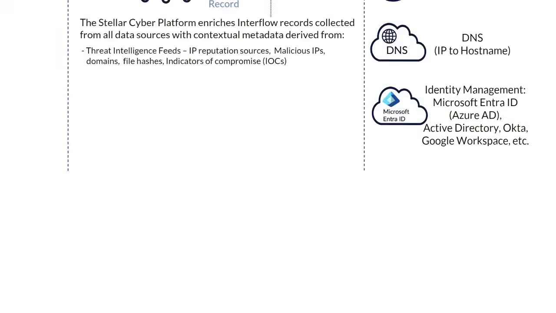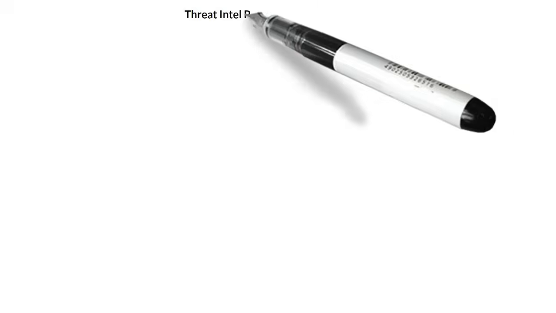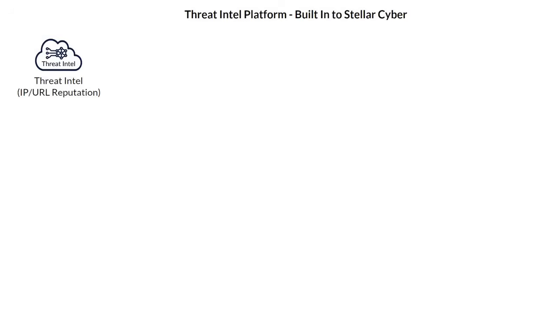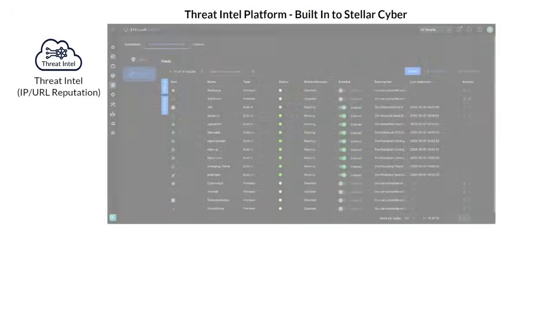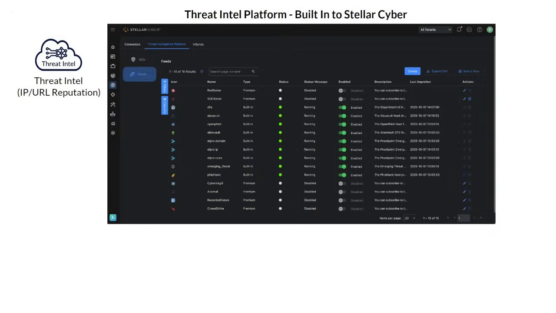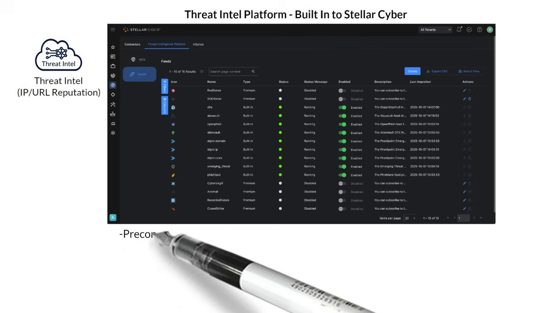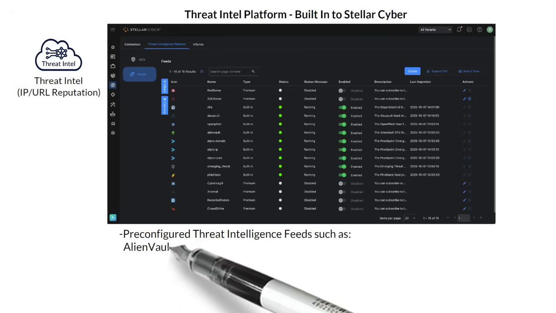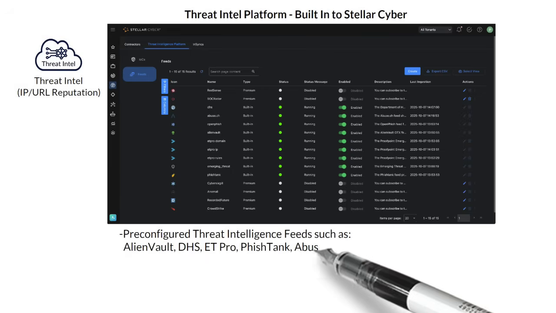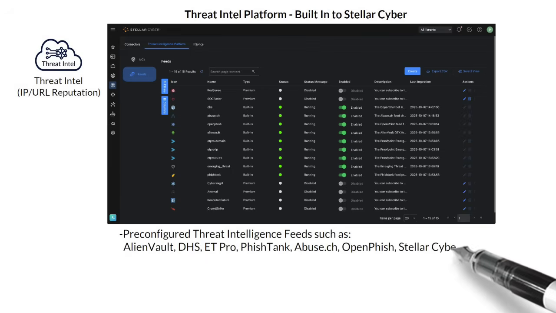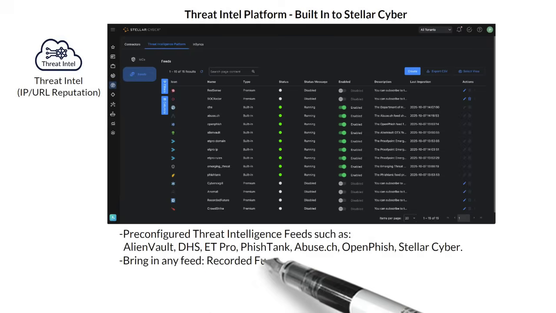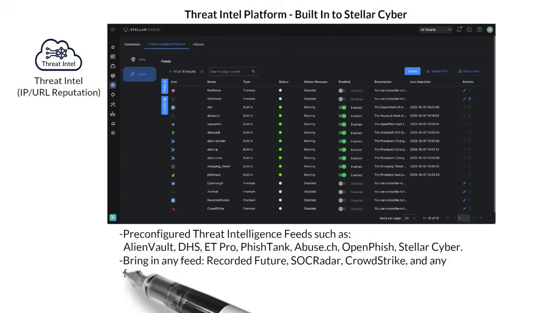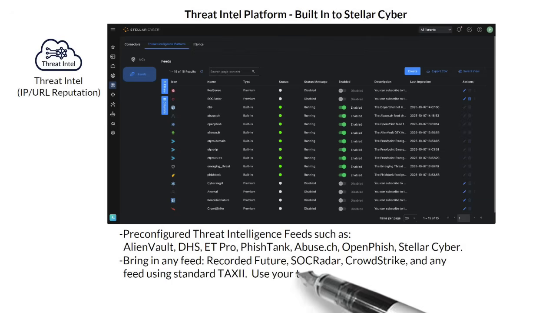Let's take a closer look at the threat intel platform built into Stellar Cyber. Here is an example of the threat intel platform settings in Stellar Cyber. It comes with pre-configured threat intelligence feeds such as AlienVault, DHS, ET Pro, PhishTank, Abuse.ch, OpenPhish, and Stellar Cyber. You can bring in premium feeds such as Recorded Future, SOCRadar, and CrowdStrike, or use any standard TAXII feed from your trusted sources.